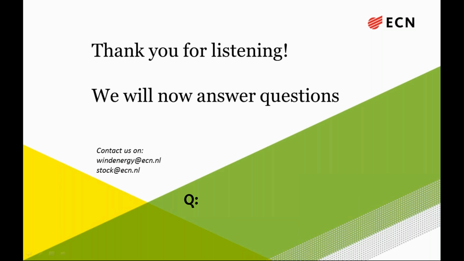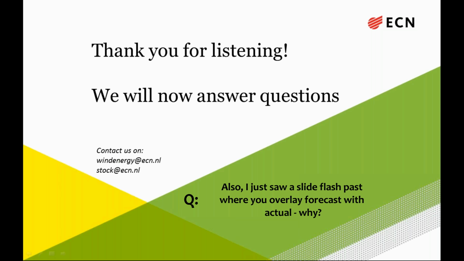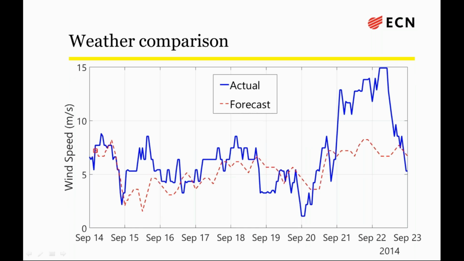Mark's question is, you saw a slide flash past where I overlaid weather with, let's go back, actual. This is for that one day I showed you in the case study, and I wondered if people might have a question about why the evaluation of energy loss with the actual weather was so different to the evaluation of energy loss with the forecast weather. So what you see here is the red dot is the forecast trajectory of wind speed, and the blue line is the actual wind speed.